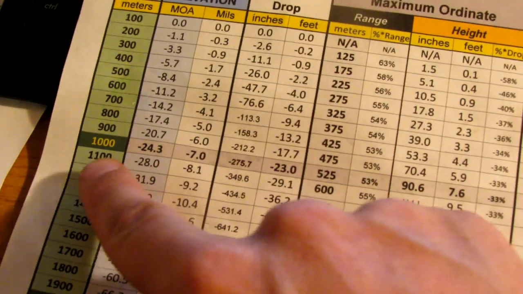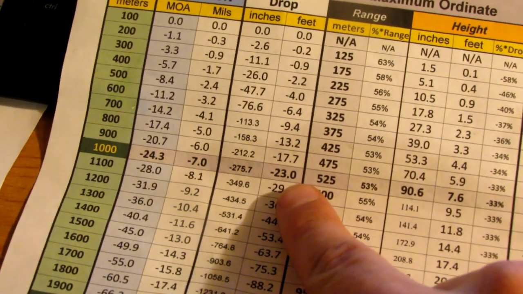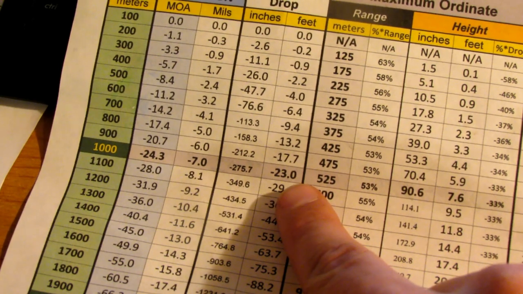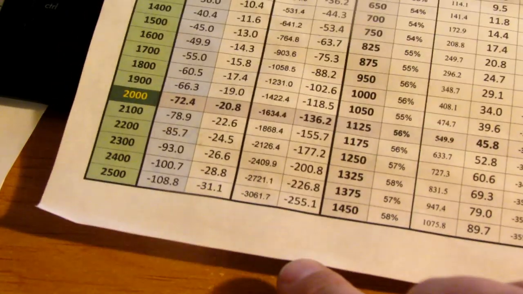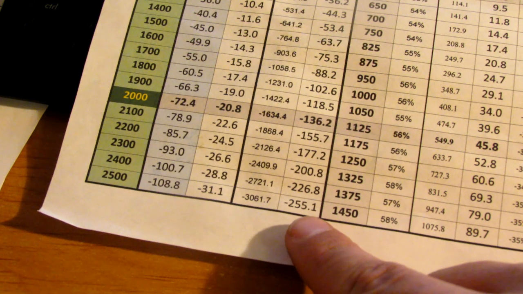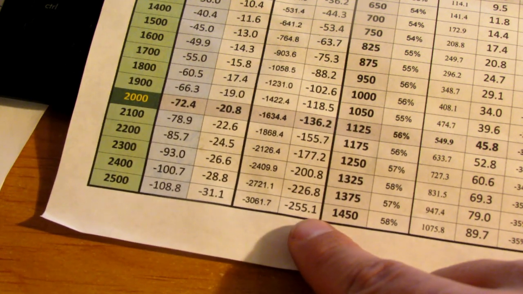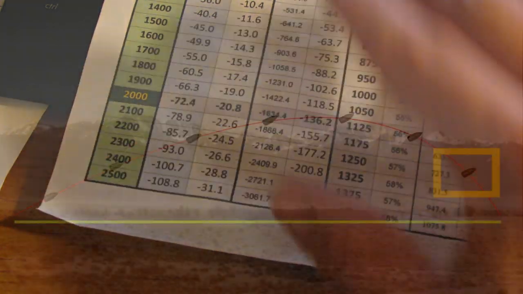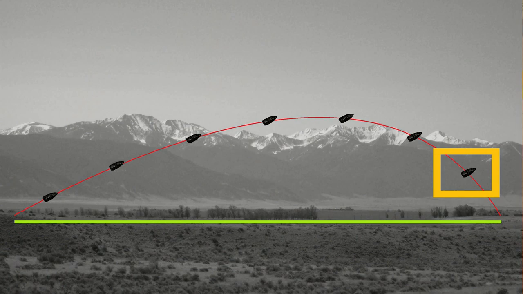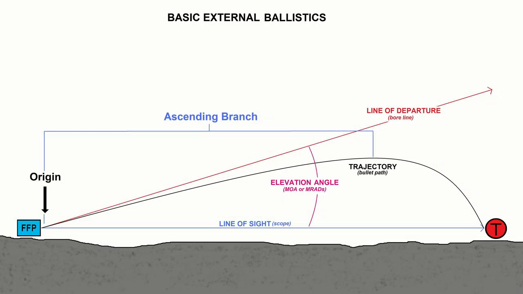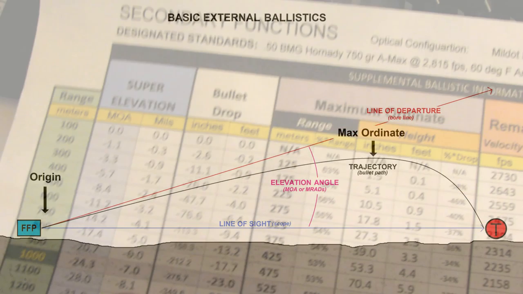So, for example, at 1,000 meters, you can know that you're going to have about 23 feet of drop. And at 2,500 meters, you're going to have 255 feet of drop. That's a lot. This gives you a basic comprehension of the ballistic character of your load and your rifle.